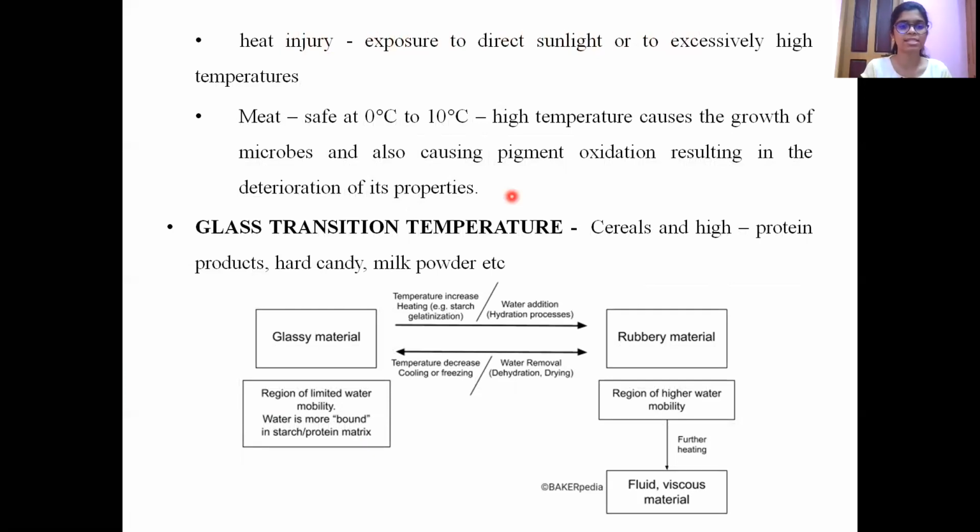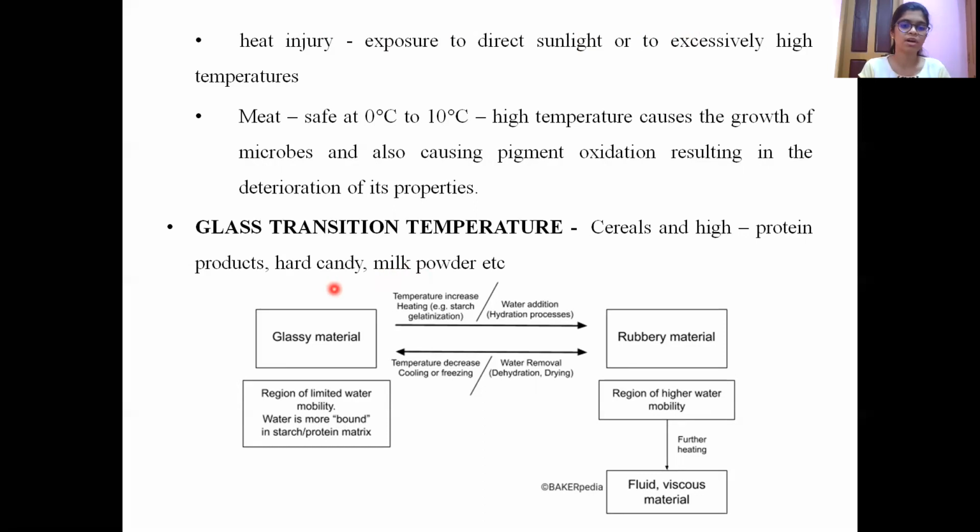And moving on to the next, the glass transition temperature. This glass transition temperature may be a new factor that you might hear about. So let's discuss in detail about this temperature. This glass transition temperature is a key factor affecting cereals and high protein products, hard candy and milk powders, etc. So what is this glass transition temperature? I'll tell you in detail.